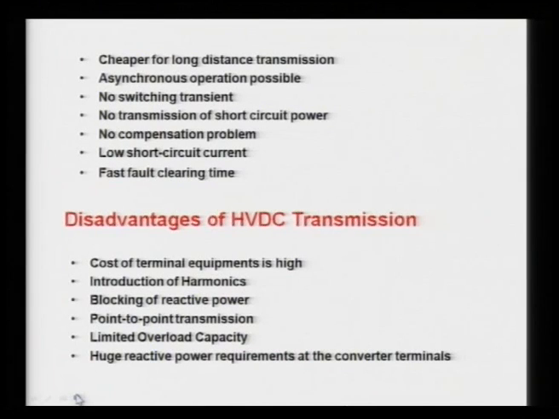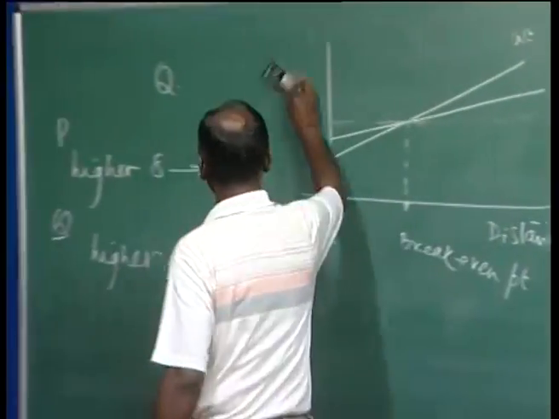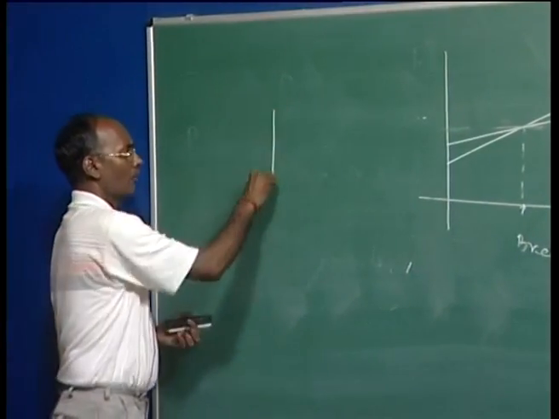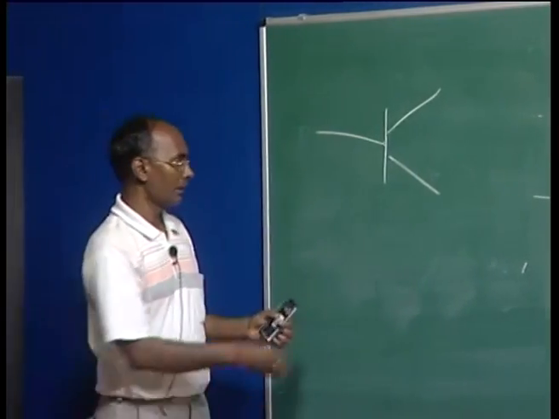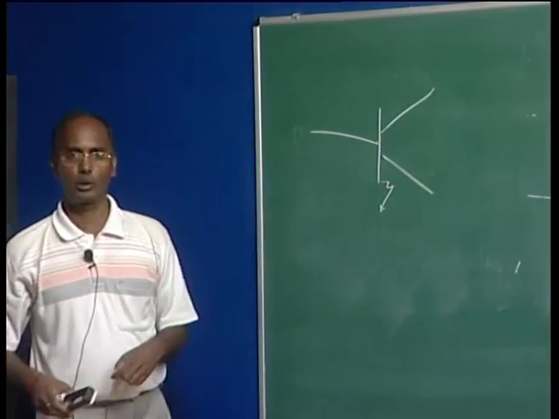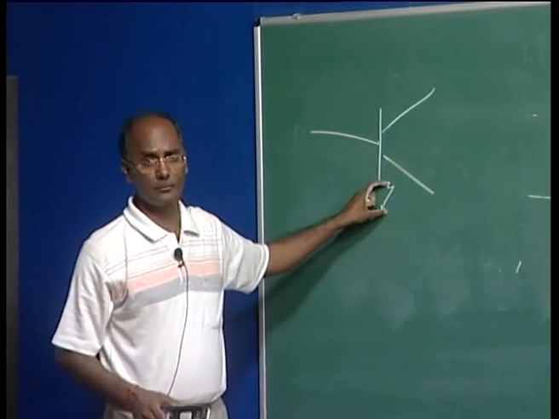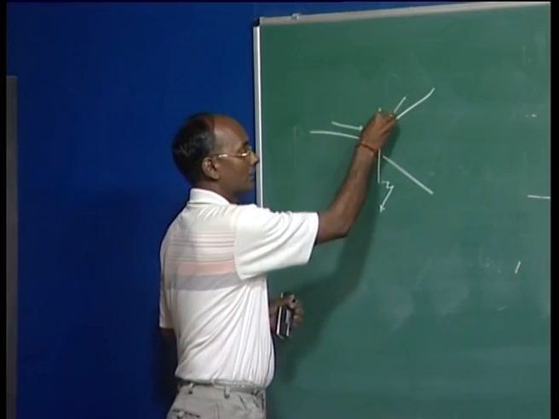Another advantage here is no transmission of short circuit power. What is short circuit power? In the AC system, suppose you keep connecting several lines at one bus. Let us suppose this is a bus where many lines are going. Then we calculate the fault level at this bus. We go for the three-phase short circuit and calculate what the fault level will be if there is a fault here, and this fault is contributed by these lines.